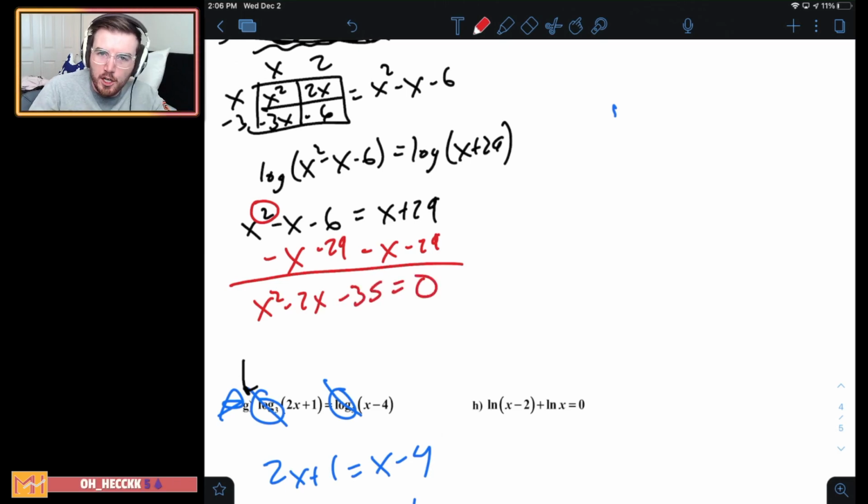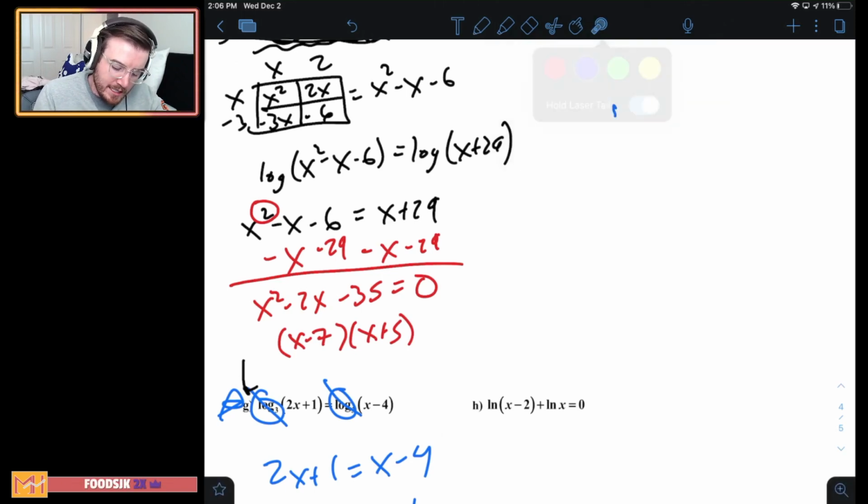Set it equal to 0, factor it up. You end up with x minus 7, x plus 5. Remember, the question that we're asking ourselves is, what multiplies to negative 35 and adds to negative 2? Negative 7 times 5 is negative 35, and negative 7 plus 5 is negative 2. So our two solutions are 7 and negative 5.